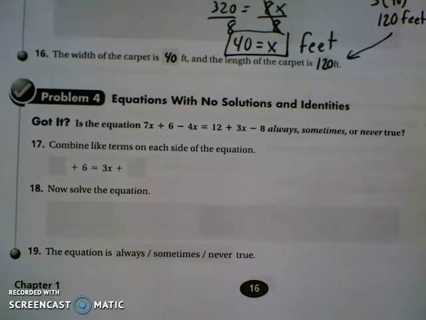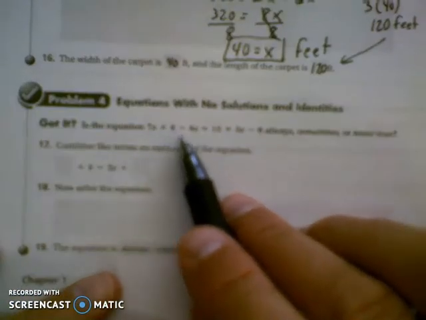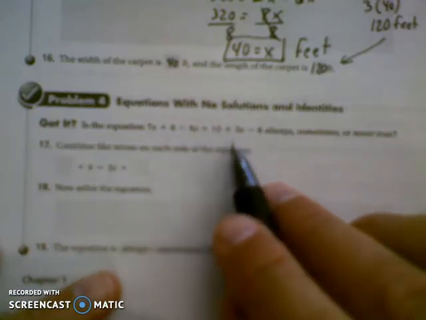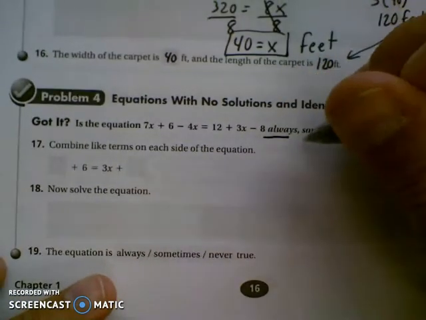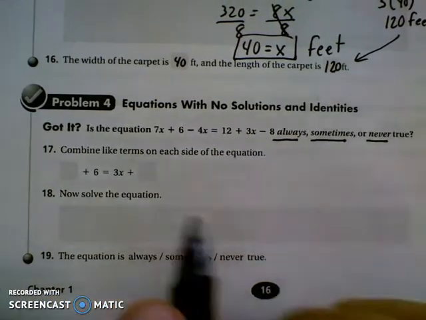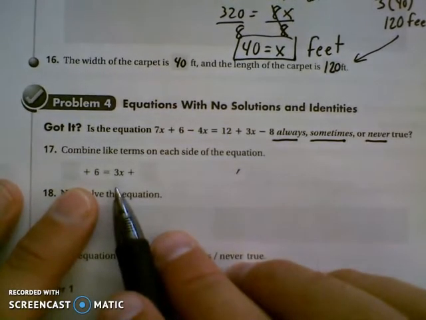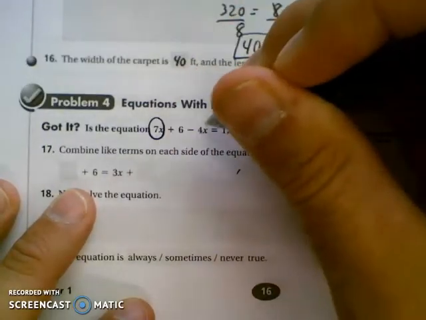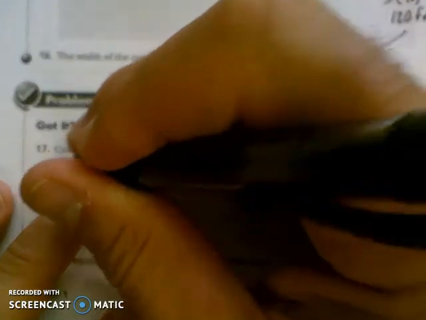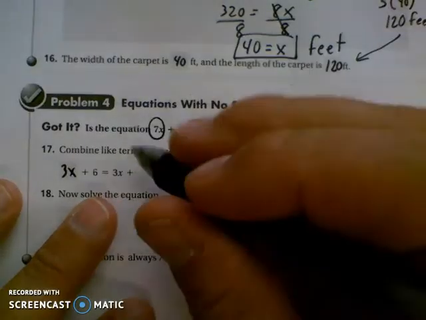Combine like terms. Equation with no solutions and identities. Is the equation 7x plus 6 minus 4x equals 12 plus 3x minus 8 always, sometimes, or never true? Let's plug it in. Combine the like terms on each side of the equation. So we have 7x minus 4x equals 3x, plus 6. Then you have 3x, and you have 12 minus 8, which is 4.